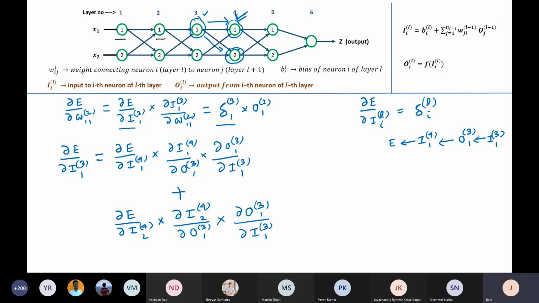All right. Now it is time to simplify even further. So what is the further simplification? I'm writing it down here.